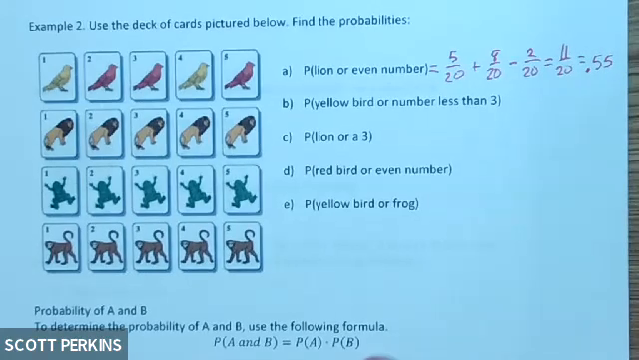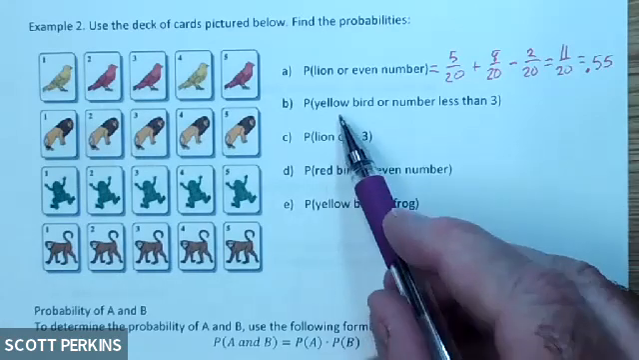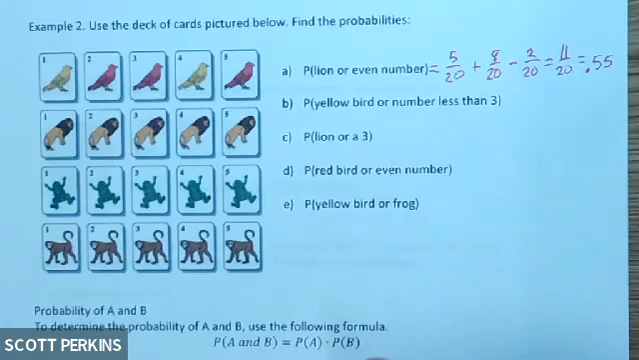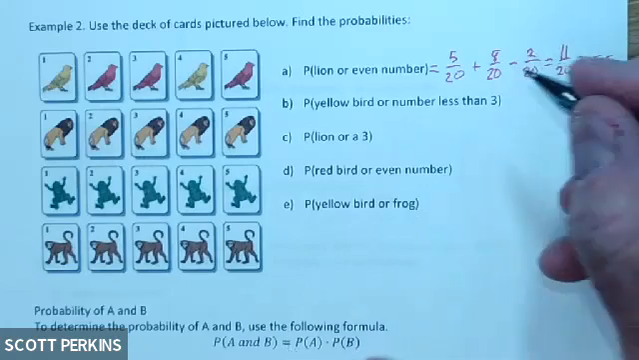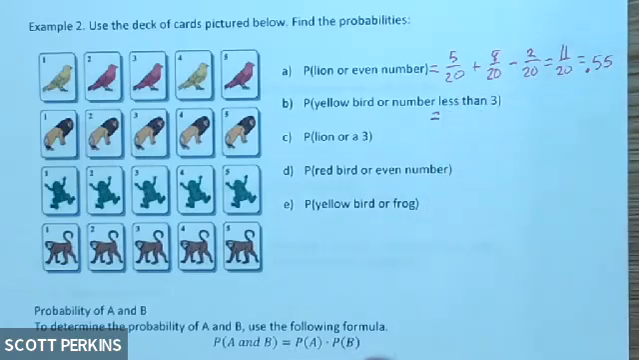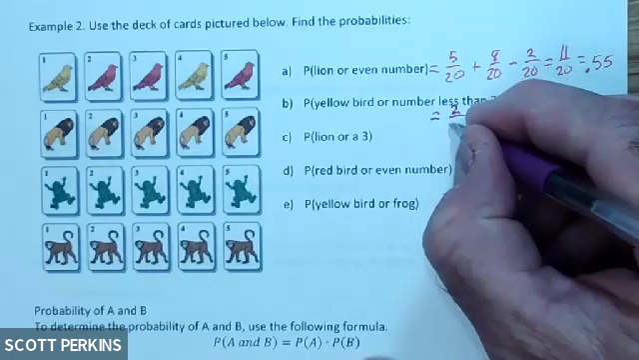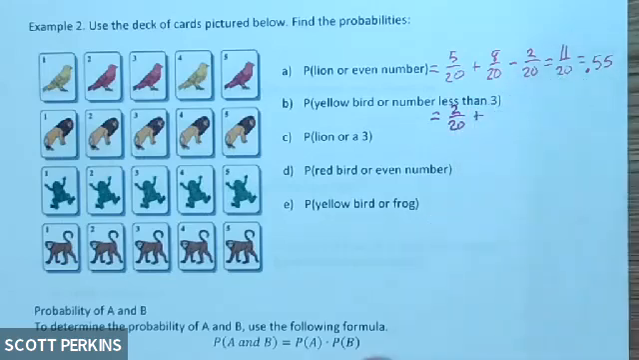So far, so good? All right, I'm just going to do the next one then. Probability of a yellow bird or a number less than 3. Okay, sounds great. So when I go and do this, what's the probability that I draw a yellow bird from the deck of cards? That's great. There's 2 yellow birds out of 20.